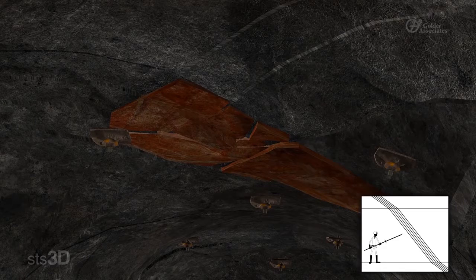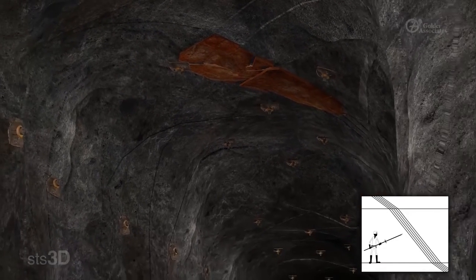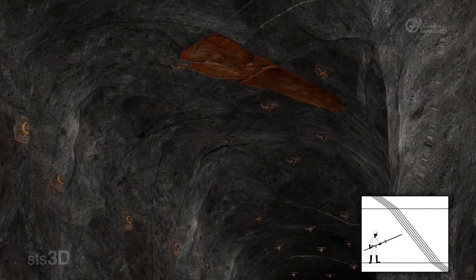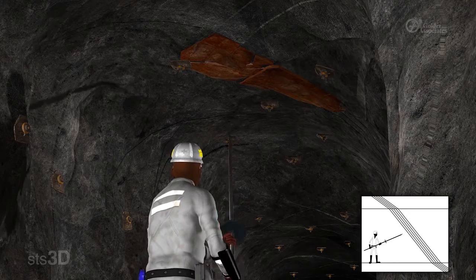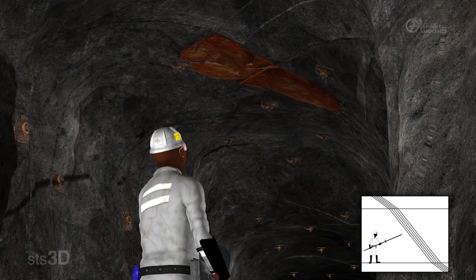When barring, look for loose blocks formed by joints and sound them to see if they need to be barred down. Joints sometimes have infillings like clay. Blocks with infillings are more likely to fall. Always bar these areas until they are solid.